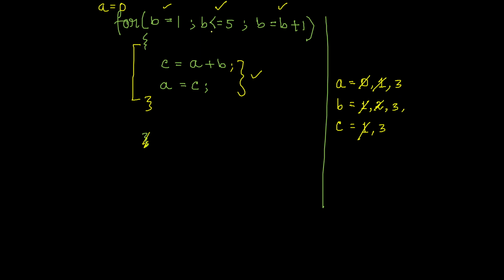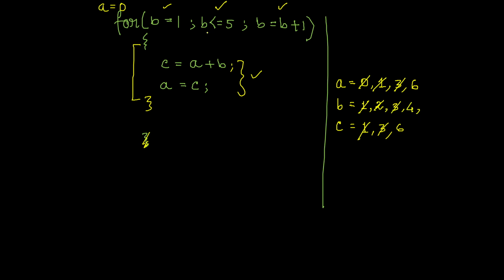When B equals 3, 3 lesser than 5 is true. Yes, true. So that means now A plus B. A contains 3. B contains 3. That means 3 plus 3 is 6. So the content of C will be 6. As soon as the content of C is 6, A will also be 6 because of this line. So A will be 6. And then B will be incremented by 1. So B will now be 4.